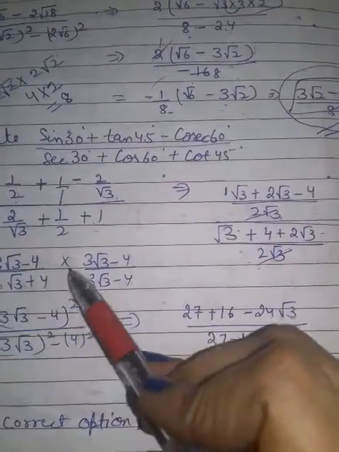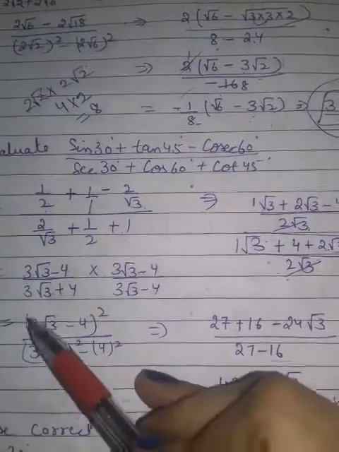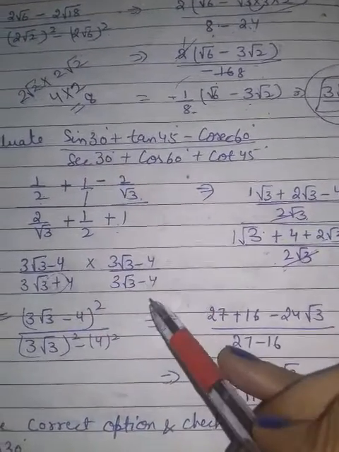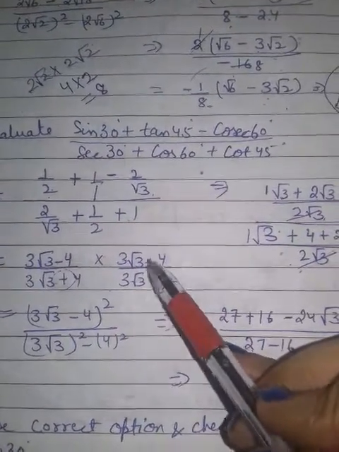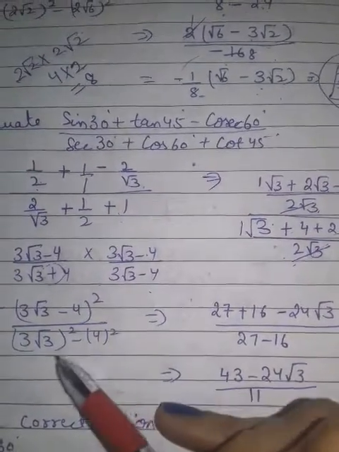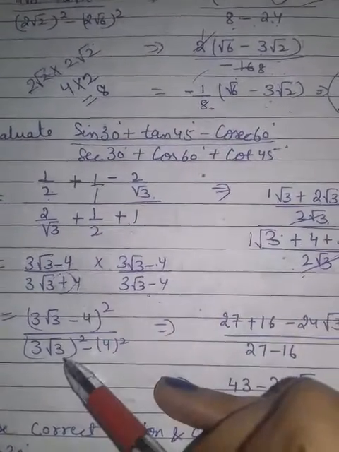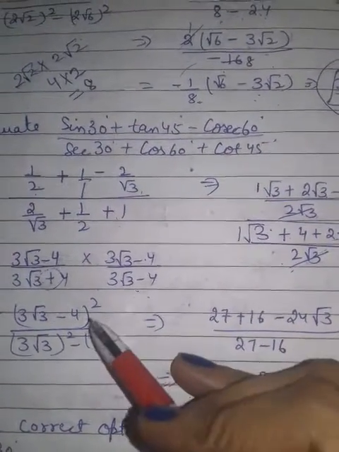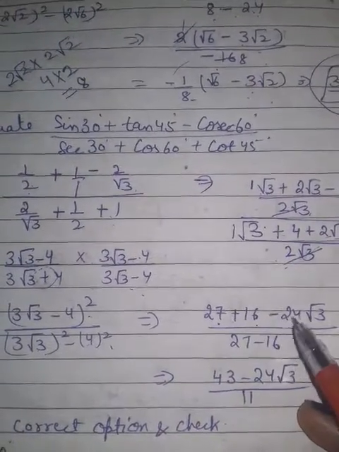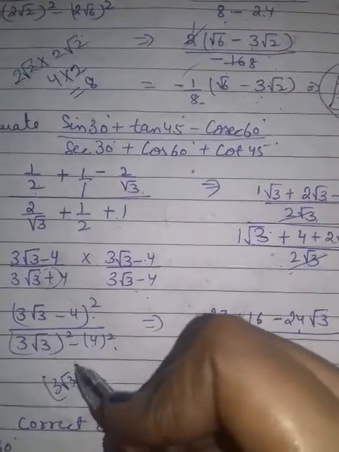So 3 root 3, you know these terms are added from outside only. Root 3 kept the same, minus 4. And here this is 1 root 3, 2 root 3. It will become 3 root 3 plus 4. Then you will change its sign. So it is becoming the identity of whole square, (a minus b) whole square. I already told you that this identity will be a square minus b square. Then I opened the identity a square plus b square minus 2ab. You know how to open the square.